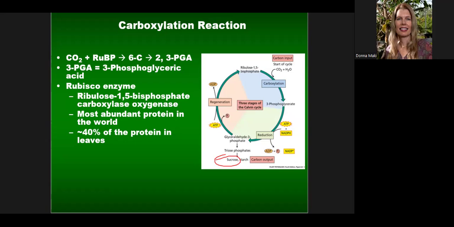So the Calvin cycle really has 2 big goals. It is, I want to make sure I have enough RUBP all day long so that when my stomata are open all day, hopefully, I can keep taking in CO2, but it has to have some RUBP to react with.